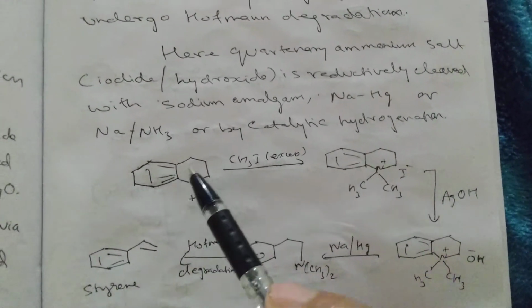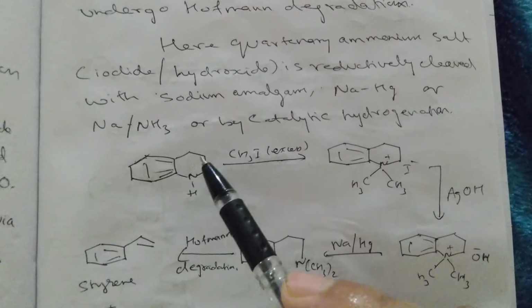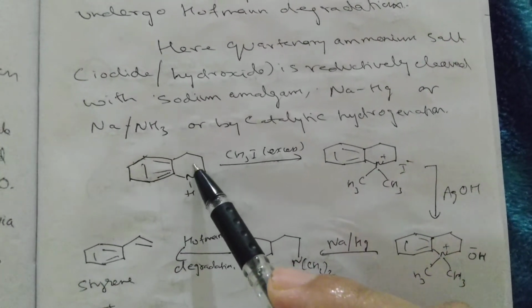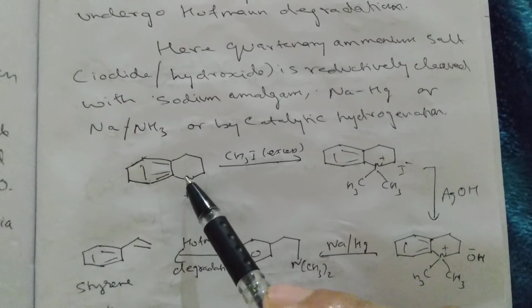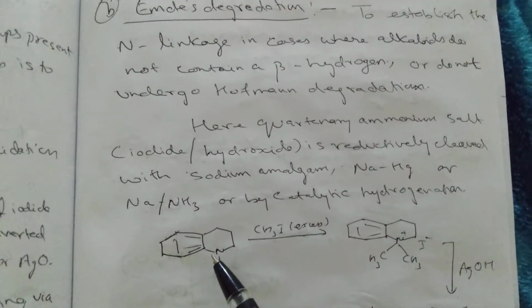So previously we know this is the structure. When you don't know the structure, you try to break it. So you break first with Hofmann, it broke, but still the nitrogen is hanging around. You want to get out of it, so you use this method.